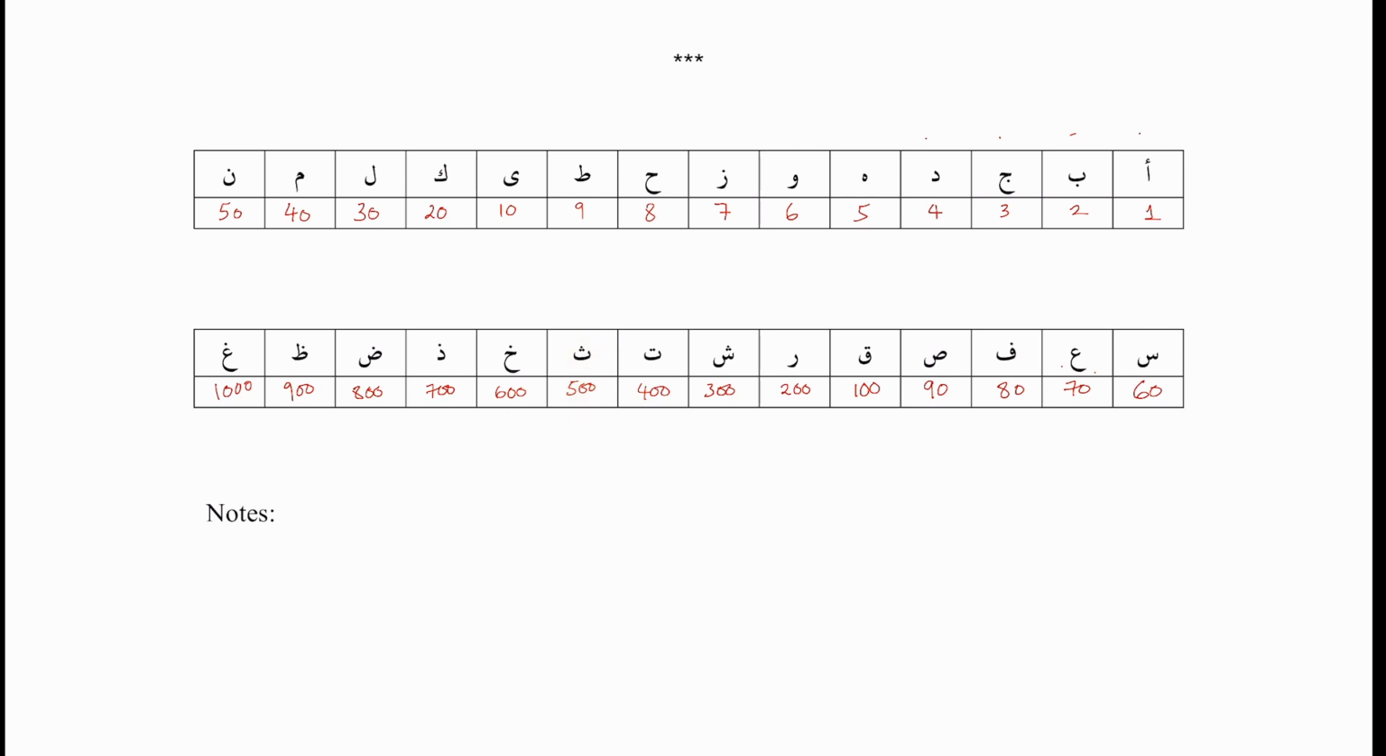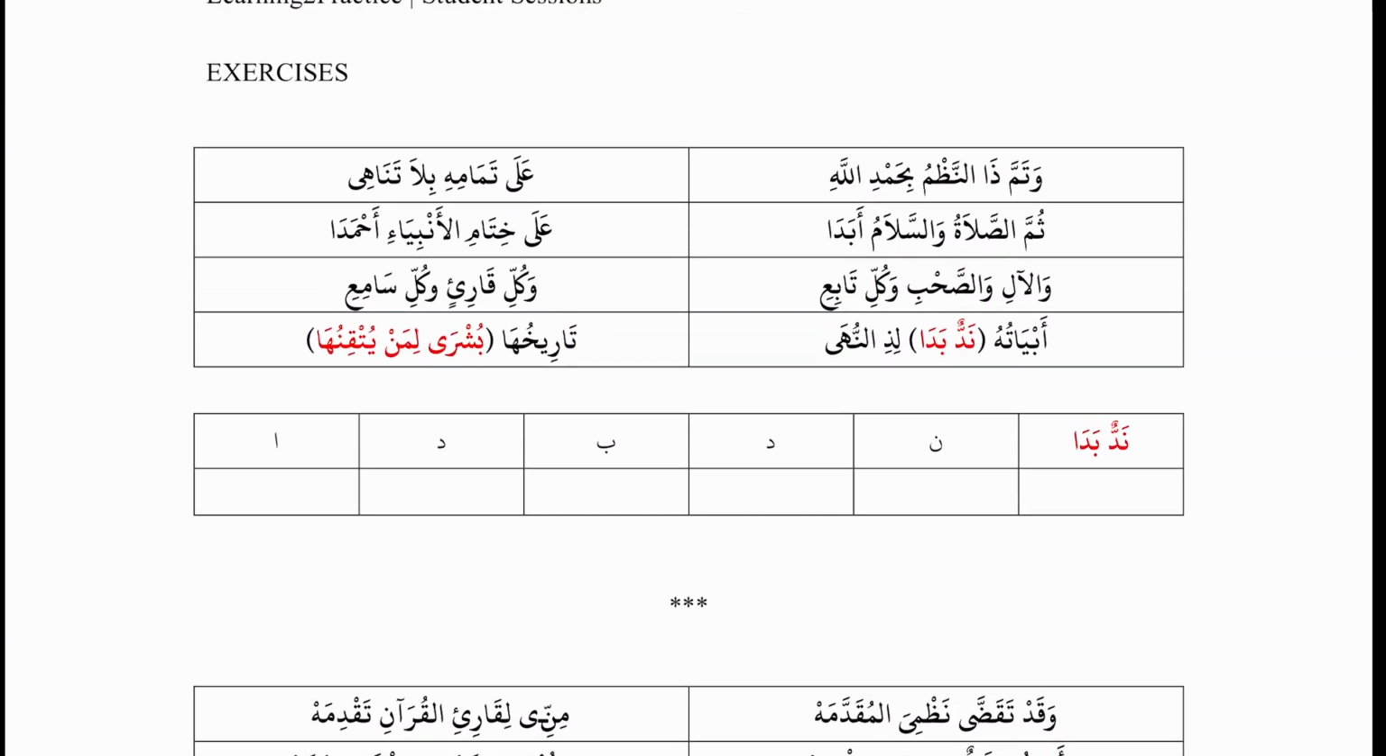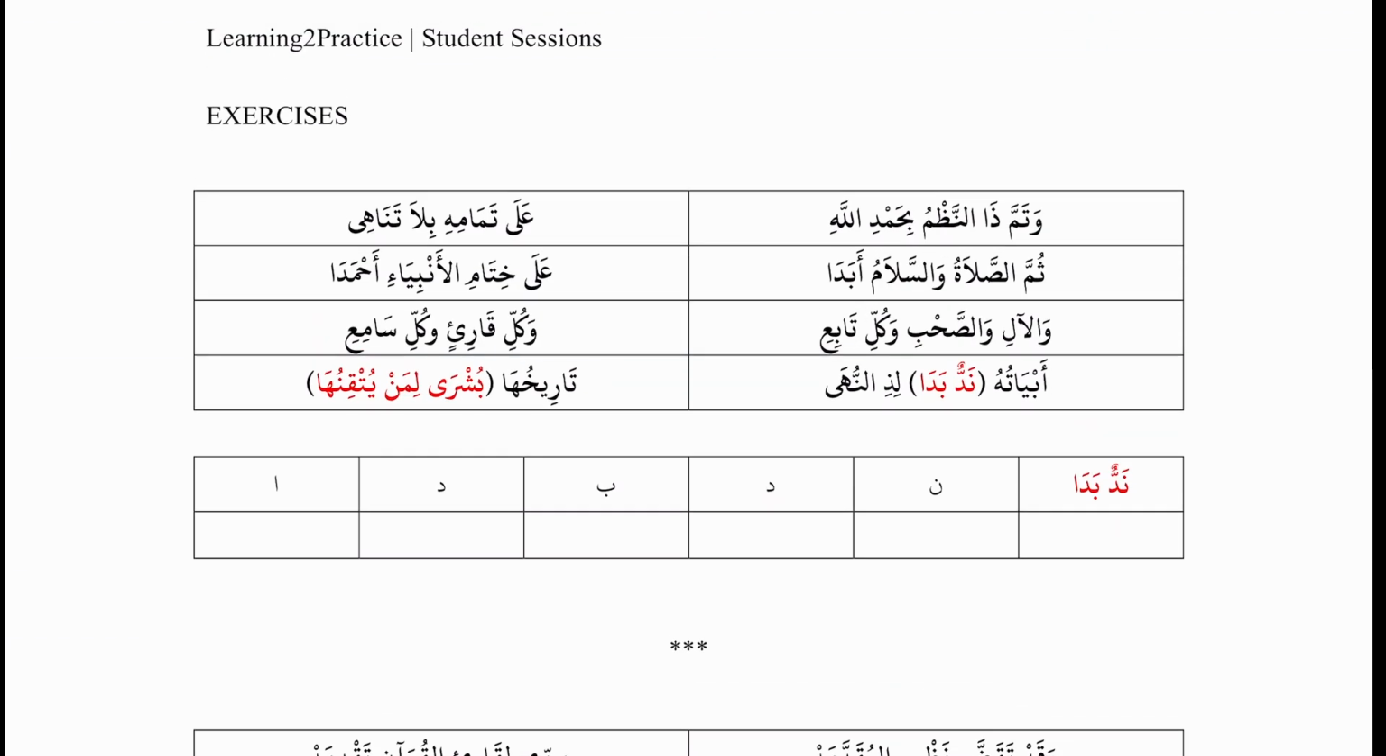Okay. So let's look at some practical application of this in some poems that we have selected. So if we look here on the next page, this is part of the ending of a poem. Here it's Tuhfat al-Atfal. So the Sheikh says, وَتَمَّ ذَا النَّظْمُ بِحَمْدِ اللَّهِ عَلَى تَمَامِهِ بِلَا تَنَاهِ. And the poem has come to an end. This poem has been completed, and praise is due to Allah upon its completion.